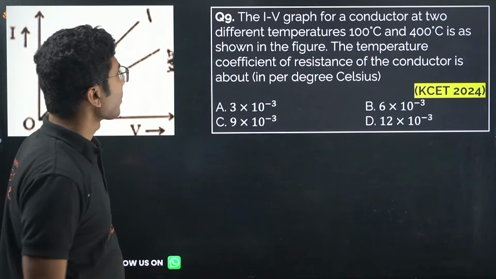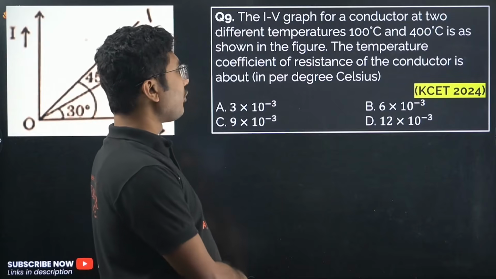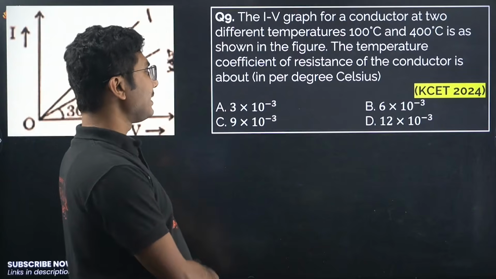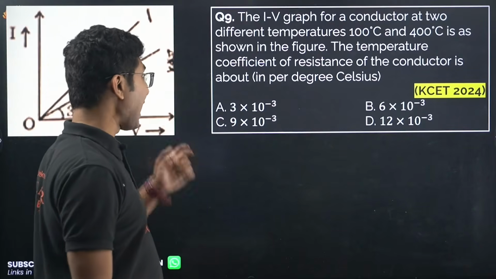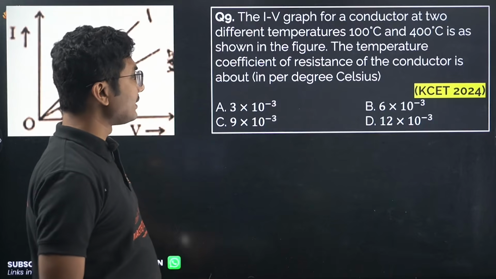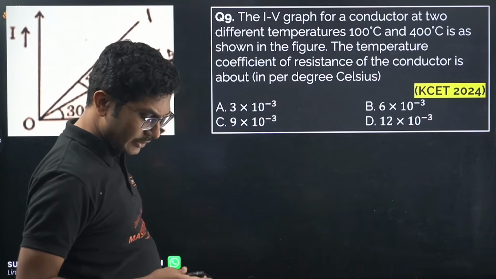Next question. The IV graph for a conductor at two different temperatures, 100 degrees and 400 degrees, is as shown in the figure. The temperature coefficient of resistance of the conductor is given as.